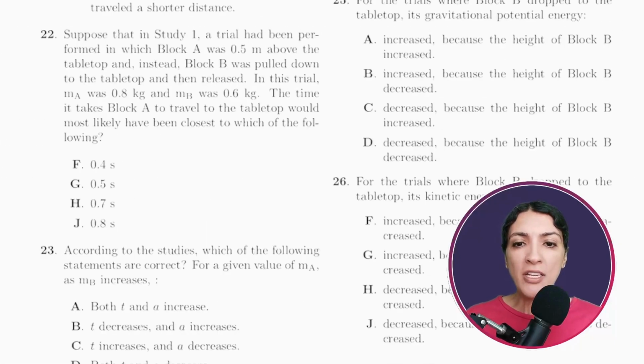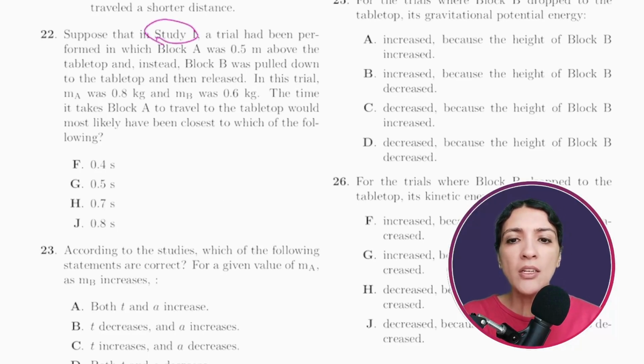For question 22, we're told to look at study 1, and who we're looking for is where one of the blocks is 0.8 kilograms and the other block is 0.6 kilograms. And the reason, the why, is because we want to see the time that it takes for the block to drop. The difference here in the question compared to that of the study is that blocks A and B have been swapped, but nothing else has changed. So we would expect the same amount of time for the new block to travel.